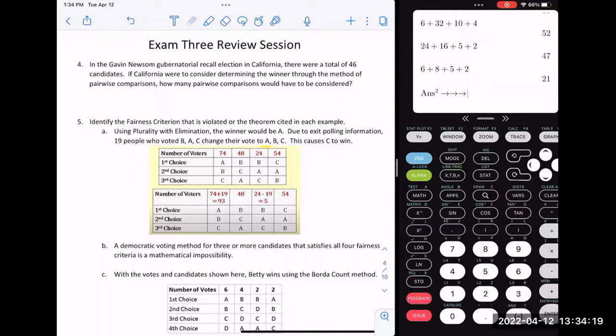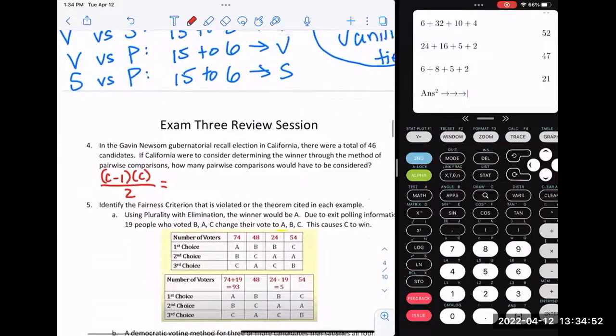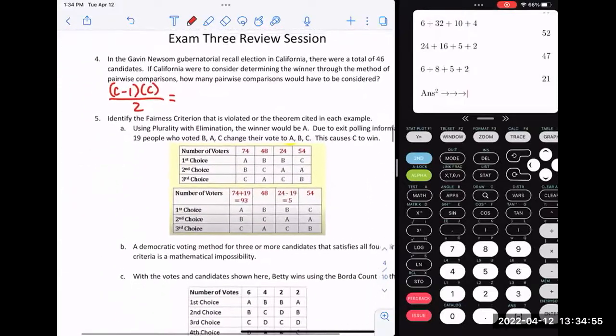So you do need to know this formula, but this will determine for you the number of pairwise comparisons. So if you do C minus 1 times C divided by 2, where C is the number of candidates that you have, in this case 46. So this will determine how many different pairwise comparisons you would have to do. So in the last example, we had 4 candidates. So if we did 4 times 4 minus 1, that would give us 12. Divide that by 2, and you get 6, which is exactly what we did. We did 6 pairwise comparisons.